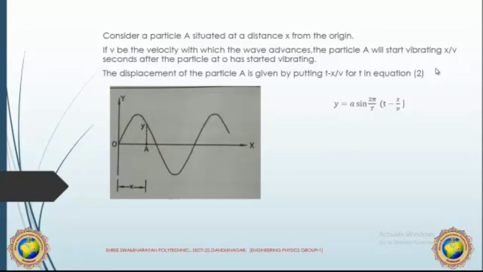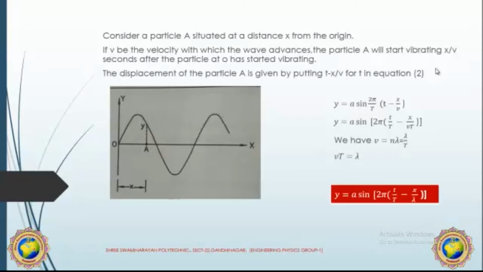We multiply capital T in the bracket: y is equal to a sin 2 pi (t by T minus x upon vT). We have v is equal to n lambda, therefore lambda upon T, therefore vT is equal to lambda. Now put the value of vT in the equation: y is equal to a sin 2 pi (t upon T minus x upon lambda). This is called the equation of progressive wave.